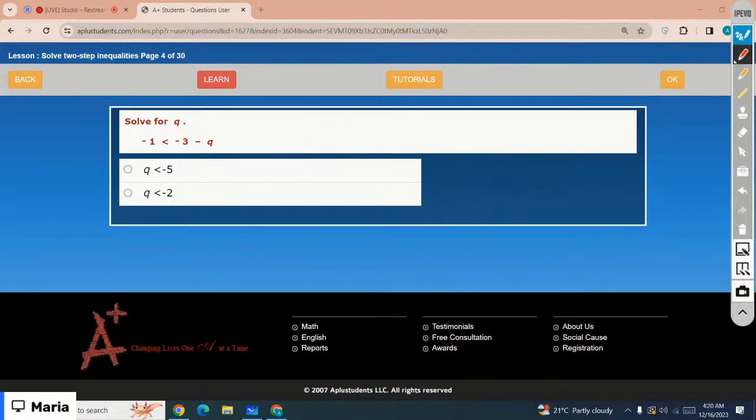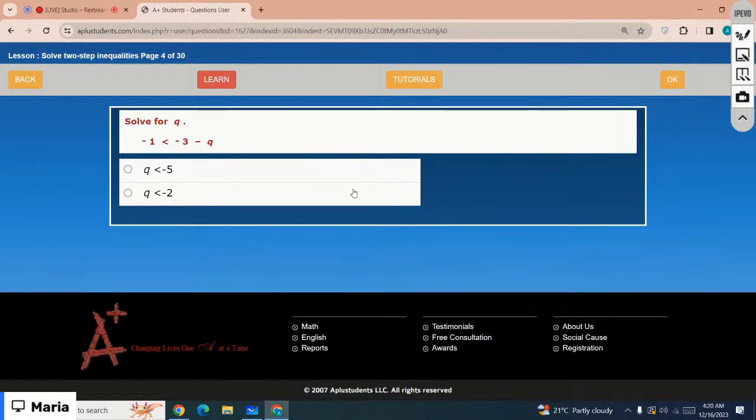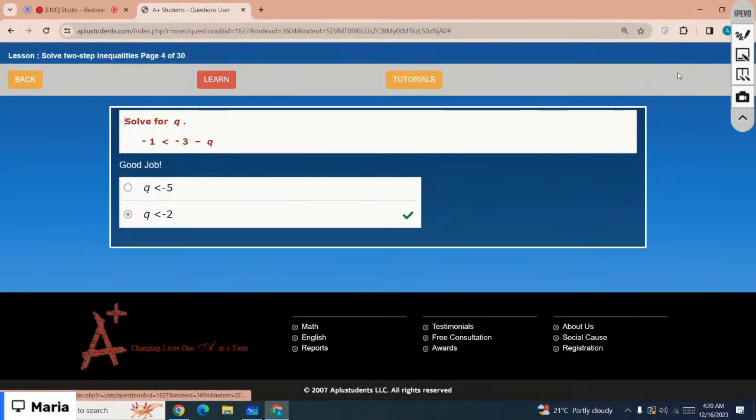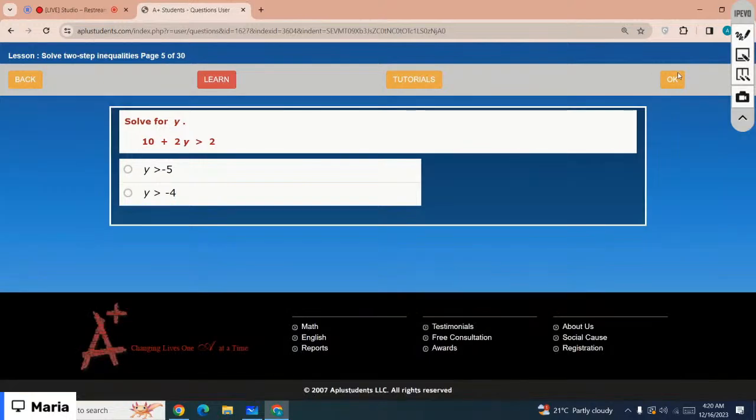That is q is less than negative 2, right? Okay, let's just move on to the next example. The next one is solve for y. 10 plus 2y greater than 2. So which is the correct option?